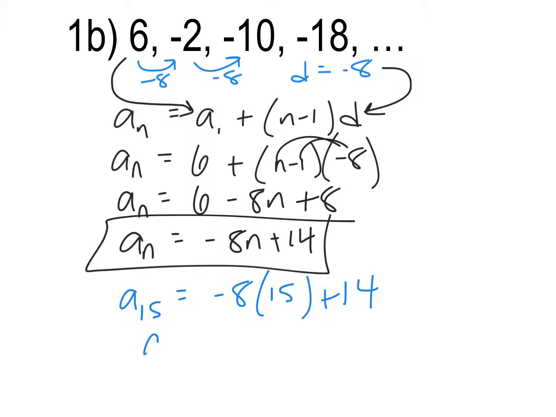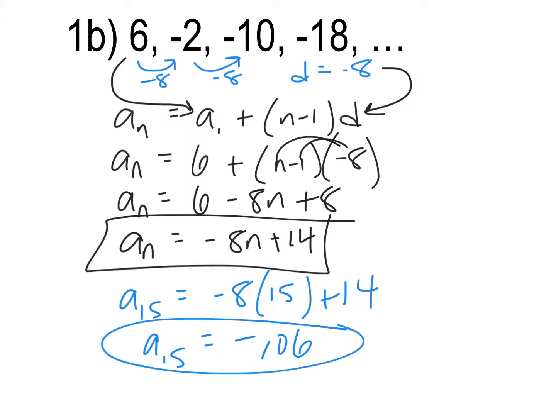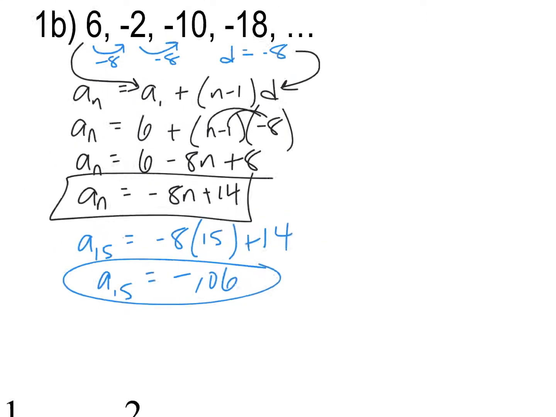And that just gives me, for the 15th term, -106. So again, it should be a little bit of common sense. These numbers are going down and getting bigger and bigger negative-wise, so 106 being negative makes sense, just so that we don't make a silly mistake with our signs, so be aware of that.